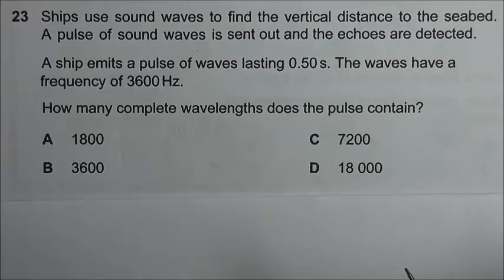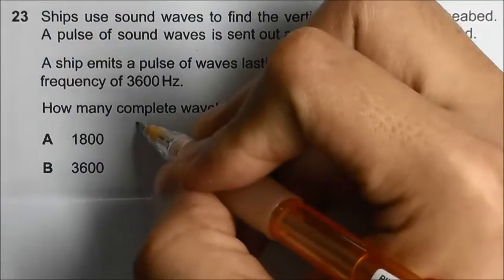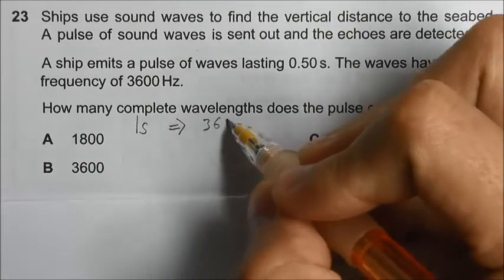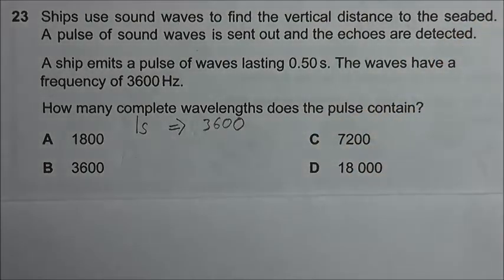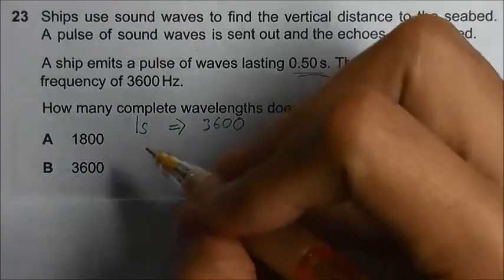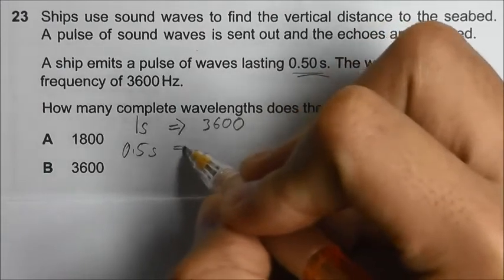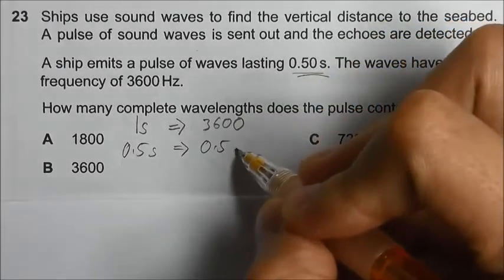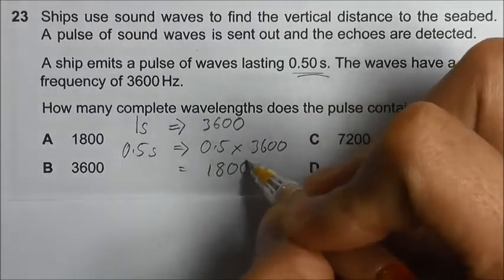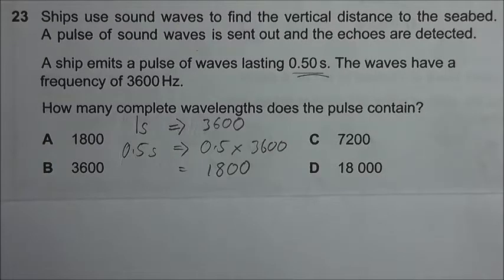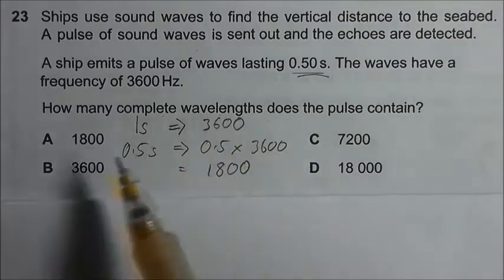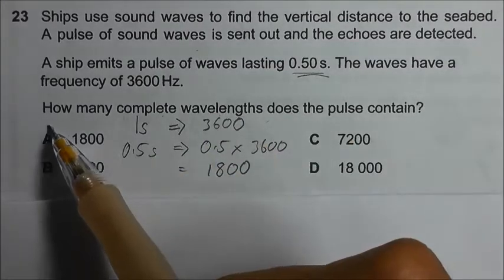So what does it mean by 3600 Hz? It means that every 1 second, the ship will emit 3600 complete waves. So in a duration of 0.5 seconds, the ship would have produced 1800 complete waves. So we should be expecting 1800 complete wavelengths in each pulse. Answer A.